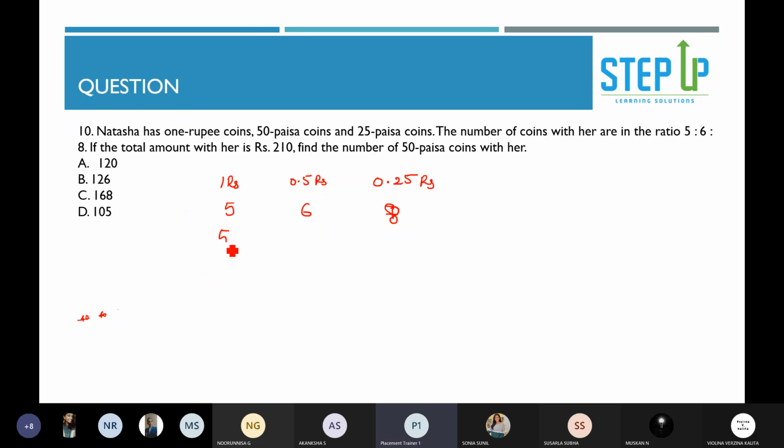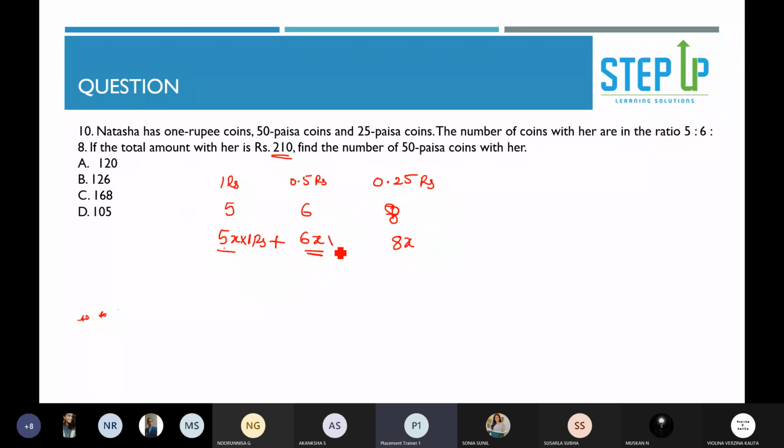So I'll assume 5x, 6x. The numbers of coins are in the ratio of 5 is to 6 is to 8. So 5x, 6x and 8x. But they haven't given us the total number of coins. What they have given is the total number of rupees she has. So 5x coins of 1 rupee means that 5x rupees she has.